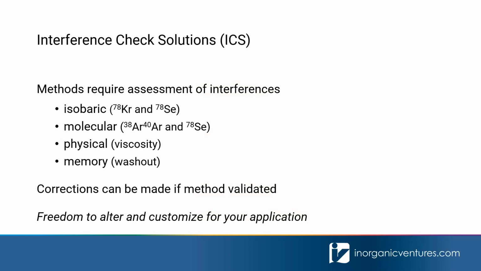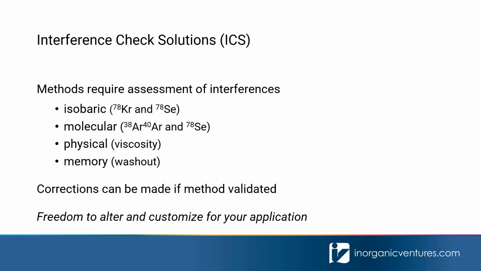The isobaric is a great example, and from the previous slide where I mentioned selenium, the 78 isotope for selenium, you have to worry about krypton. You also have molecular interferences, and again, picking on selenium, that could be coming from argon or argon chloride polyatomics. The physical interferences could be things like viscosity, the nebulization efficiency of your sample introduction system, or memory effects such as washout.